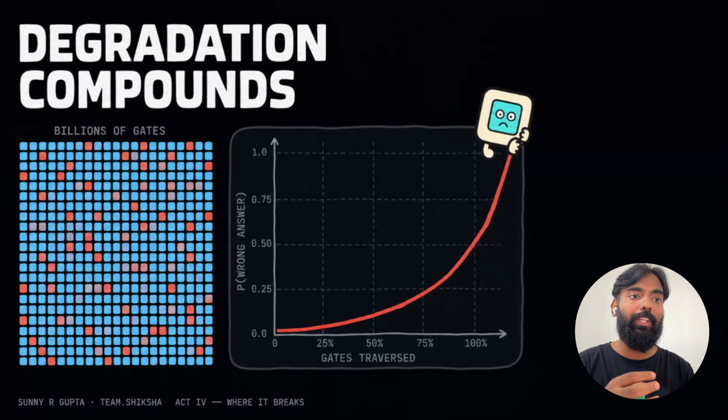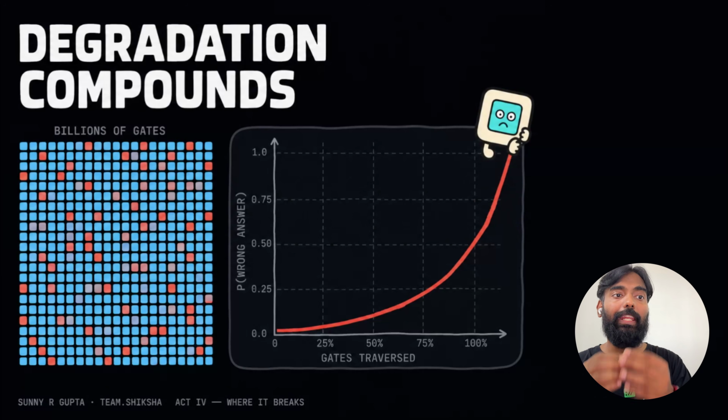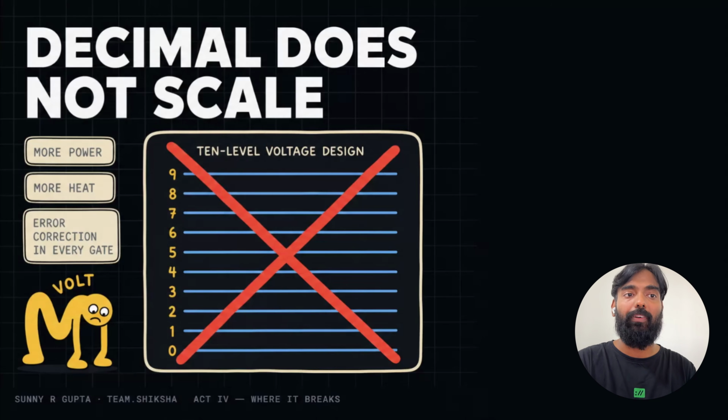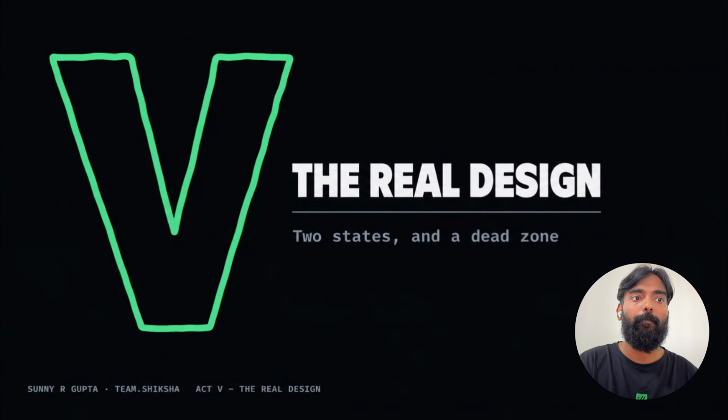You would definitely need to build error correction into every single gate, which would make the chip slower, larger, and even more power hungry. And this is why the decimal approach does not scale. Make sense? More power, more heat, error correction in every gate, all of these are not things that we want to deal with. So then, what is the real design?